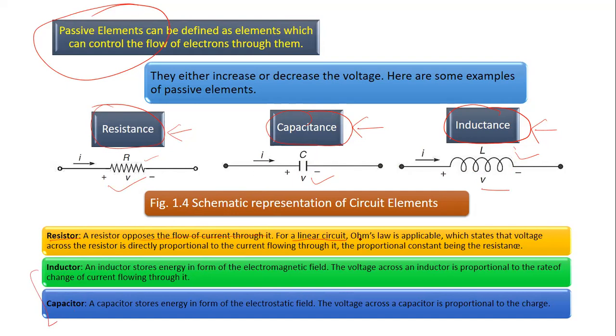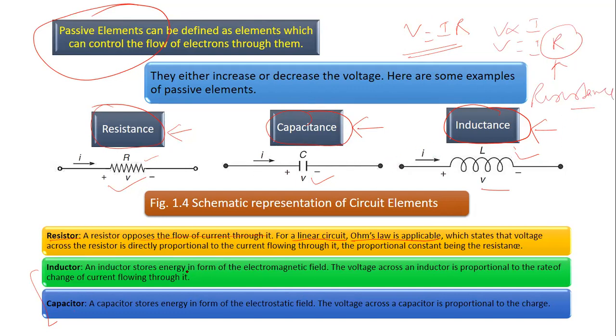We know that for any linear circuit, Ohm's law is applicable. You all know what Ohm's law is: V is equal to IR. Under constant physical conditions, temperature and pressure, the voltage across a conductor is directly proportional to the current flowing through it. V is proportional to I, and we can say V is equal to IR, where R is a constant value which represents the resistance of the conductor.